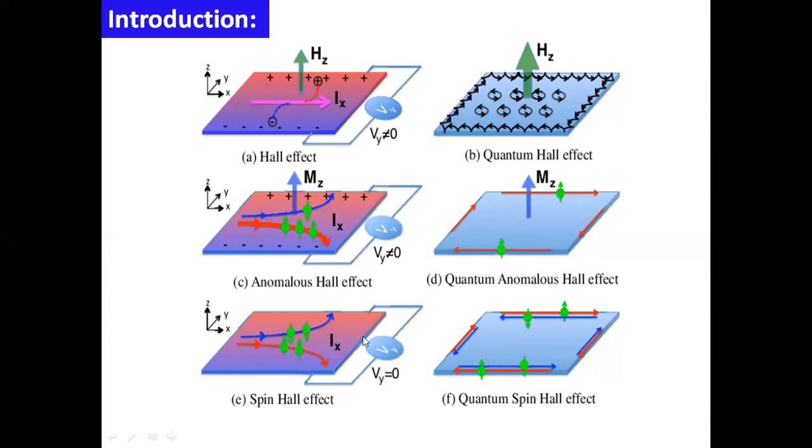And then the spin Hall effect, the generation of spin current from charge current. It's a bit advanced. In order to know this, you have to have an idea about quantum physics. Spin is an intrinsic attribute, like charge and mass, of every elementary particle.